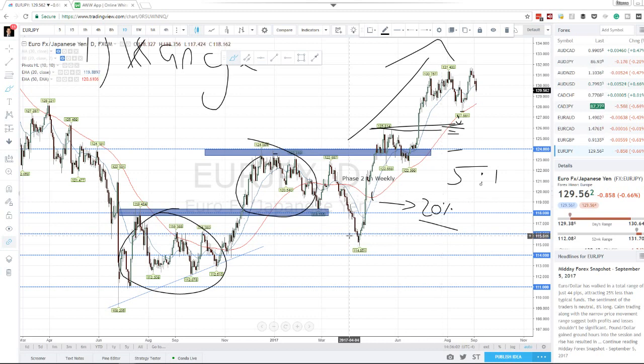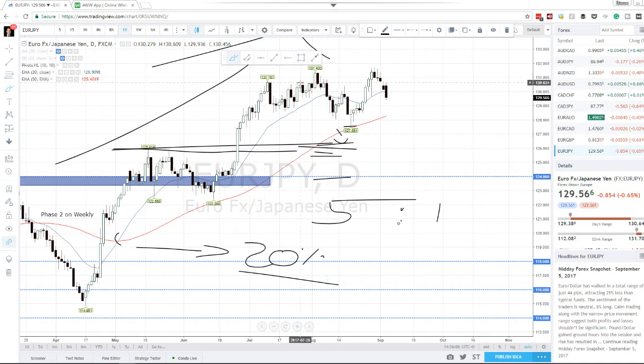Now the other thing you can do with moving averages is trading bounces. When price comes to a moving average that you decided to trade, and price bounces off the moving average, that's a good setup.